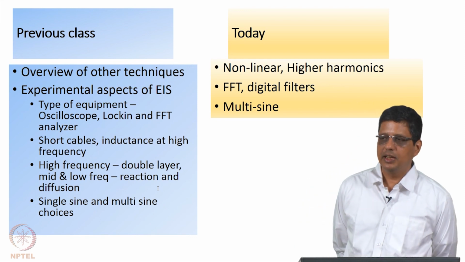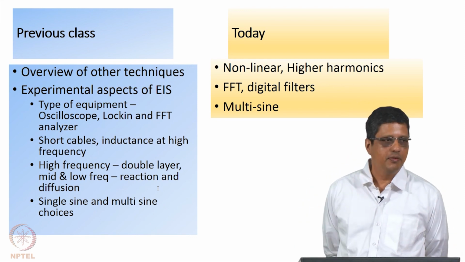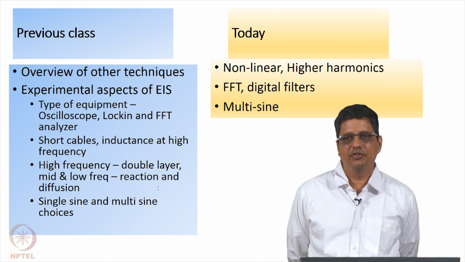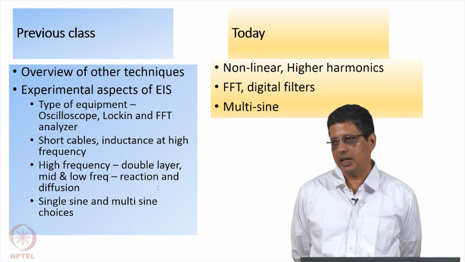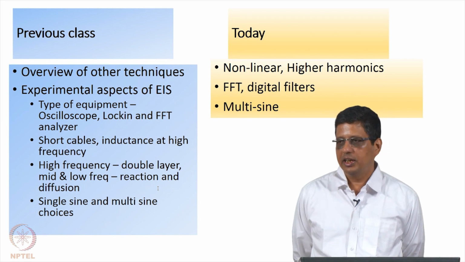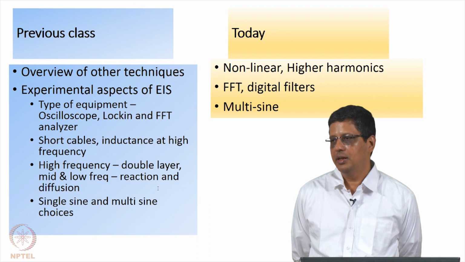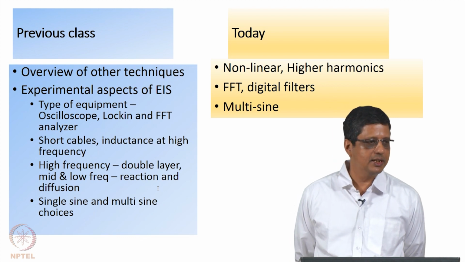Usually we will get information at the mid and low frequencies when we want to look for kinetics and mass transfer. High frequency information is usually for the double layer capacitance, and there are different types of sinusoidal waves one can use. One is called single sine or pure sine, another is called multi sine, which is basically addition of a few sine waves together. Okay.